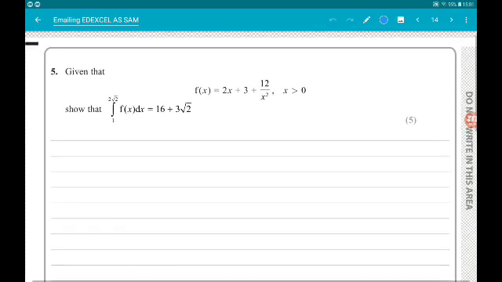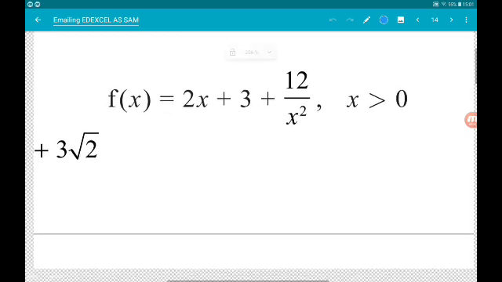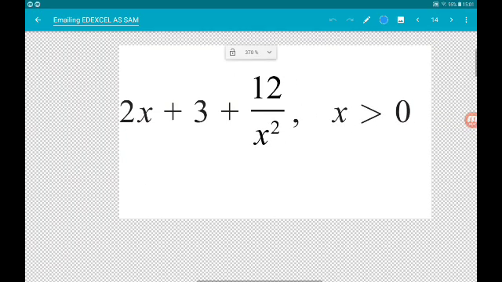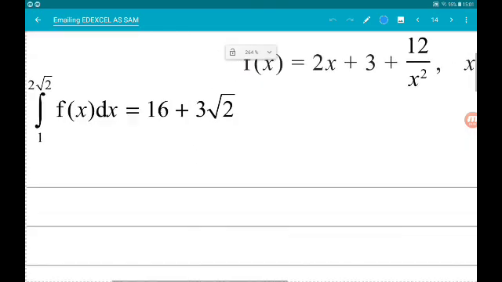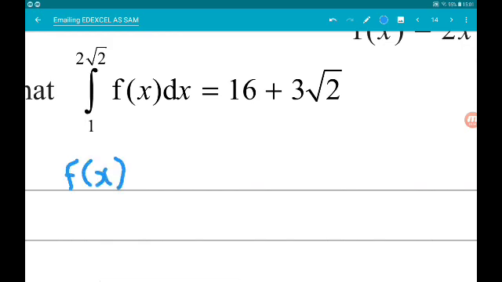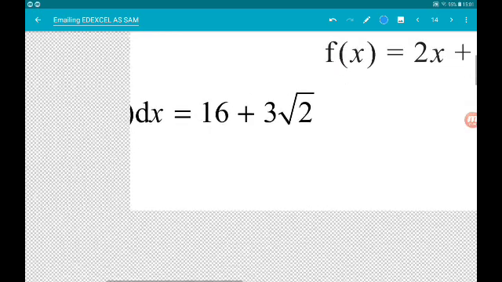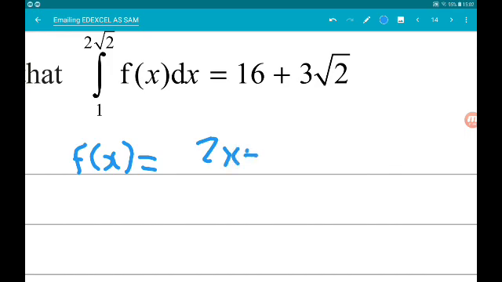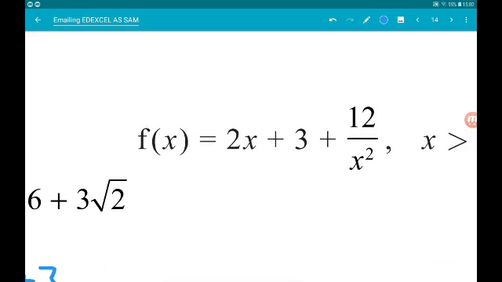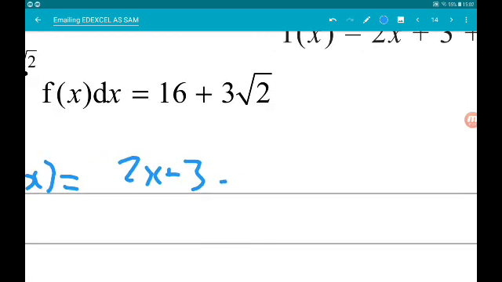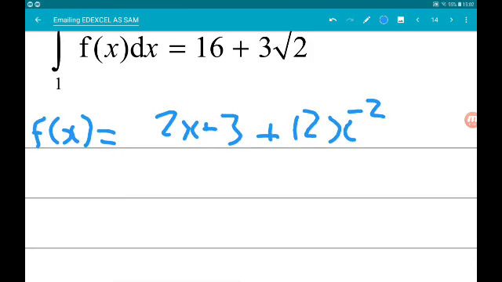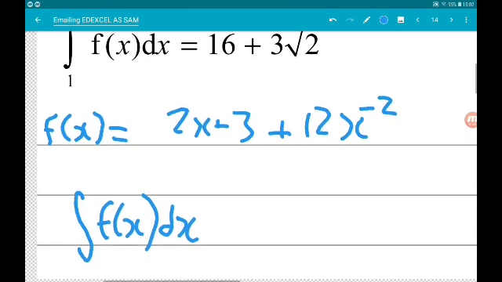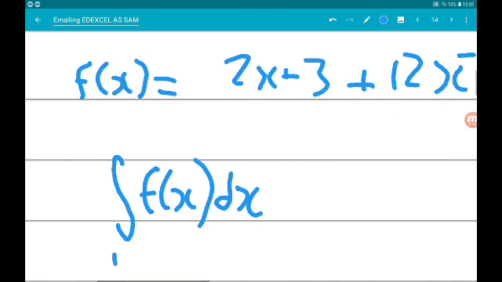Okay, so first thing we'd want to do here is rewrite f of x, writing 12 over x squared in power form. So f of x is 2x add 3 add 12x to the minus 2. Okay, so now we're going to integrate this. Let's put the limits in as well, so between 1 and 2 root 2.